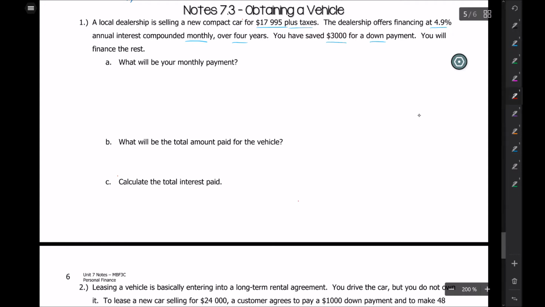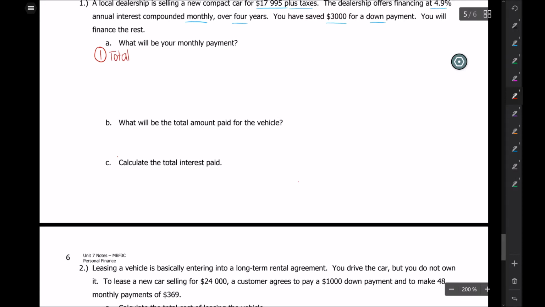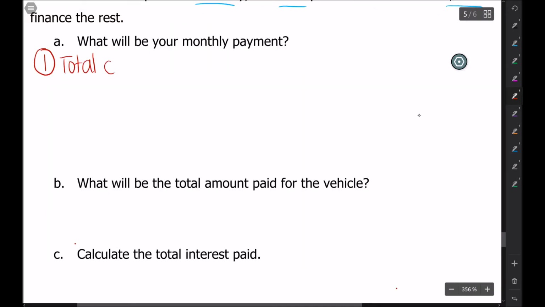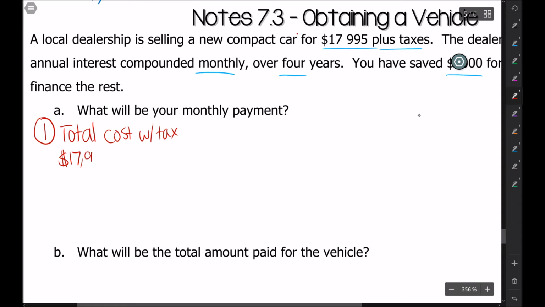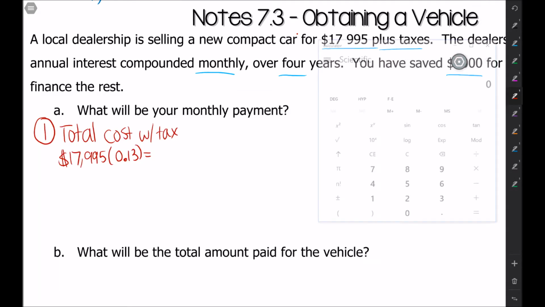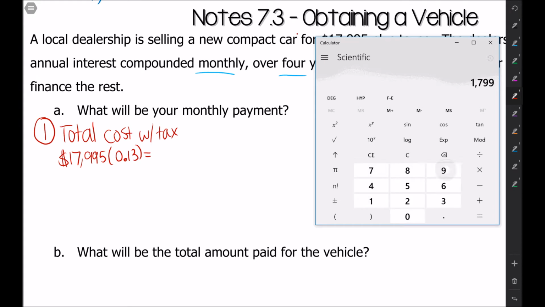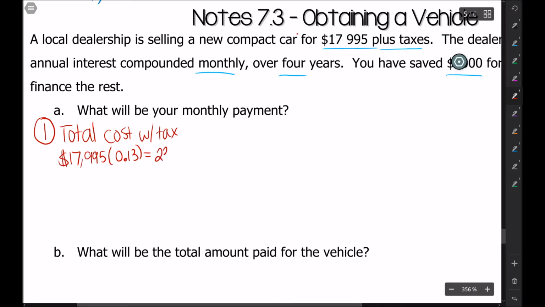So first step to find our monthly payment is to find the total cost with tax. Okay, so we know it costs $17,995, and then there's tax, and we know the tax is 13%. So I'm going to multiply this by 13%. So I'm going to go ahead and do that right here. So I'm going to take $17,995, multiply that by 13%, and I get $2,339.35.